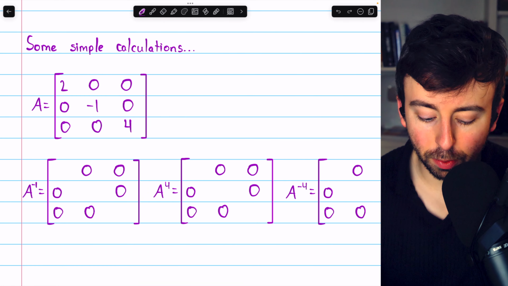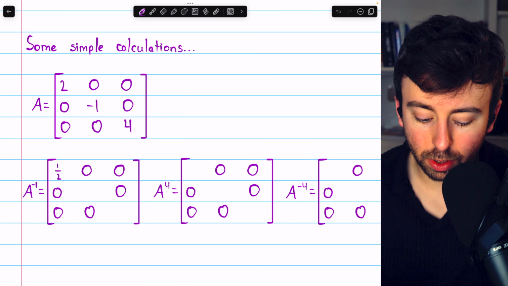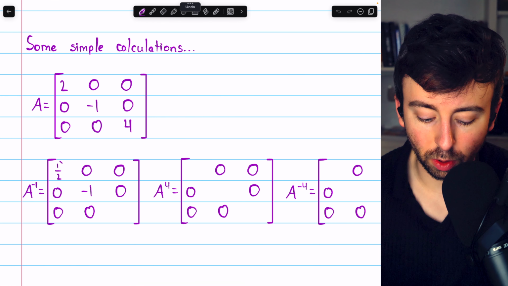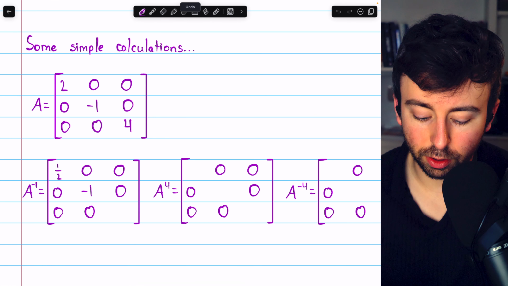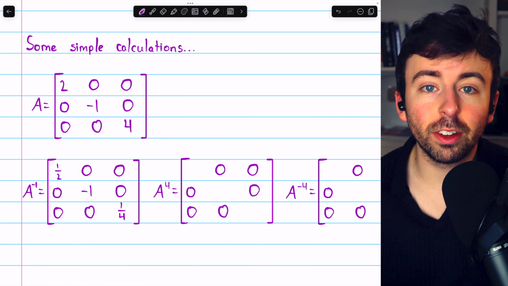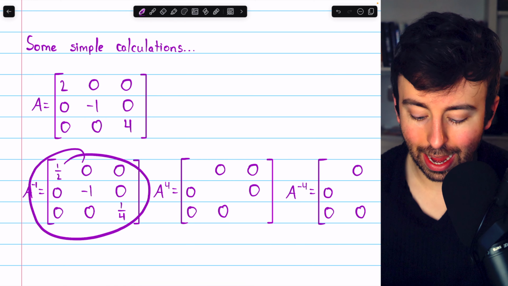It's just the diagonal matrix consisting of the reciprocals of the non-zero diagonal entries from the original matrix. So 2 turns into 1/2, -1 turns into -1, 4 turns into 1 over 4. Just the reciprocals. That's how you get A inverse.